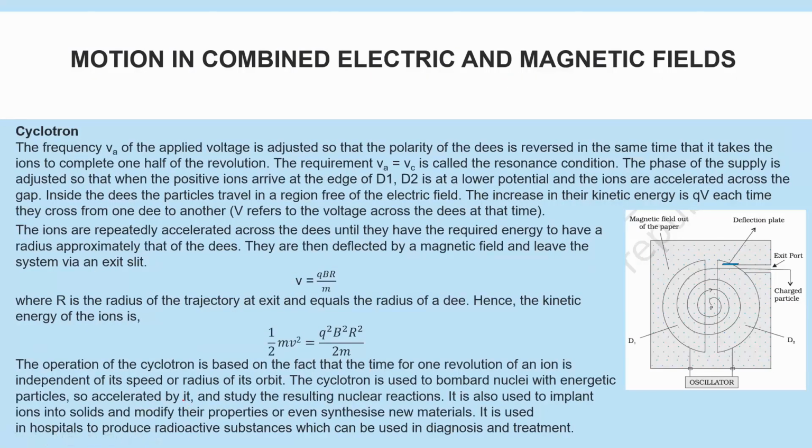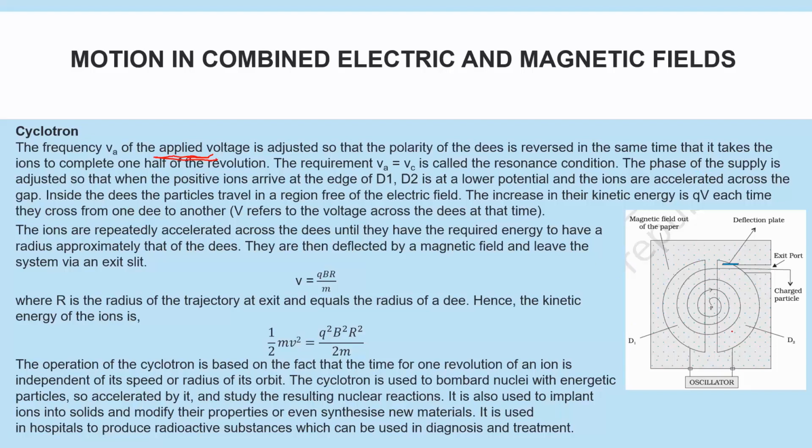Then suppose we also have a frequency of the applied voltage. We have seen that the voltage or the current is alternately changed. Okay, so it's an alternating current, so there needs to be a frequency of that too. So νa is the frequency of the applied voltage. The frequency νa is adjusted so that the polarity of the Ds is reversed in the same time that it takes the ions to complete one half of the revolution, that is, to arrive in this gap. Okay, so there is a requirement of νa being equal to νc, and this is called the resonance condition.